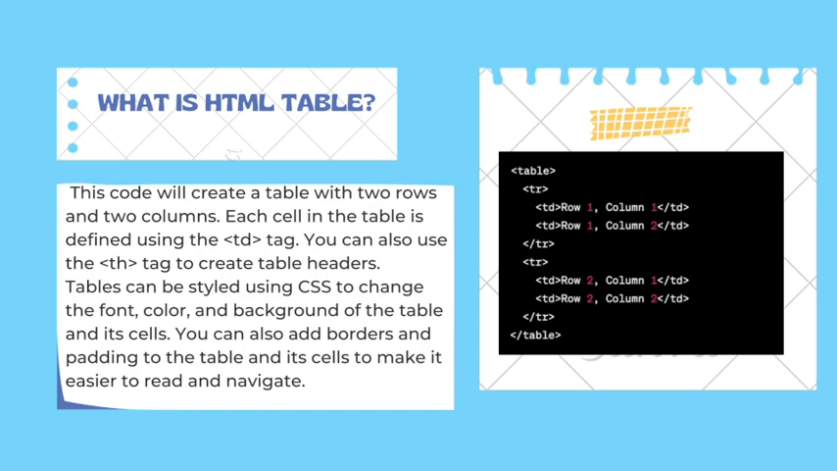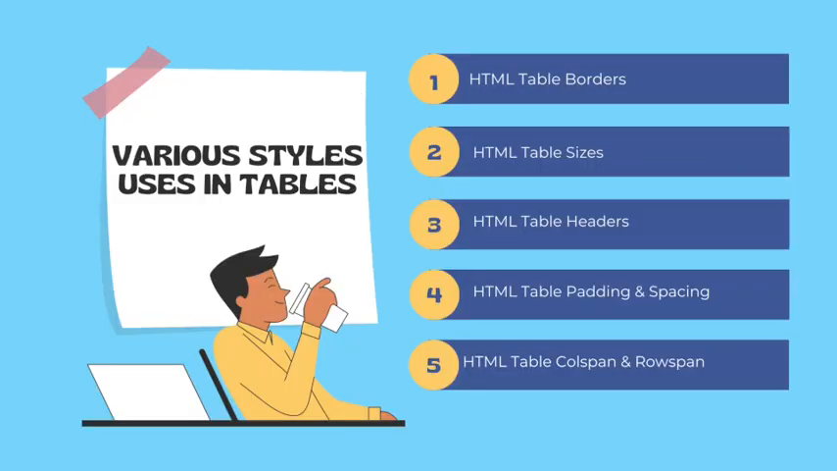Each cell in the table is defined using the td tag. You can also use the th tag to create table headers. Tables can be styled using CSS to change the font, color, and background of the table and its cells. You can also add borders and padding to the table and its cells to make it easier to read and navigate.